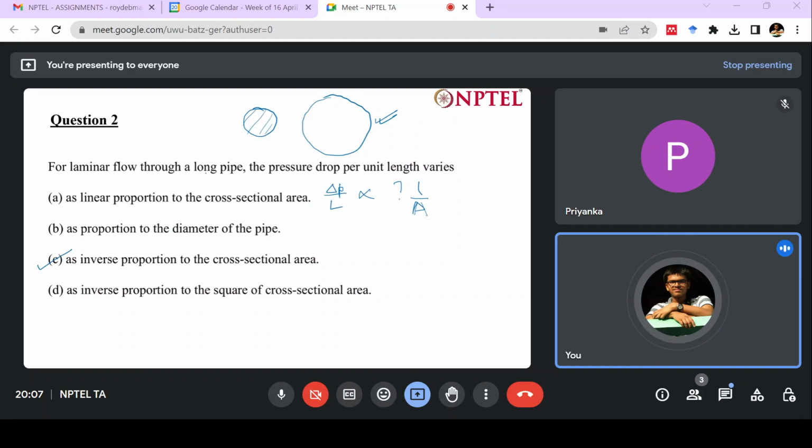Why is wall effect important? Because wall is actually providing the frictional force, and to overcome the frictional force we are applying the pressure. So pressure drop will be higher in case of smaller pipe because there is more friction. For a larger pipe, there is lesser friction, so a lesser pressure drop. So with cross sectional area, my pressure drop will always vary inversely. Okay.